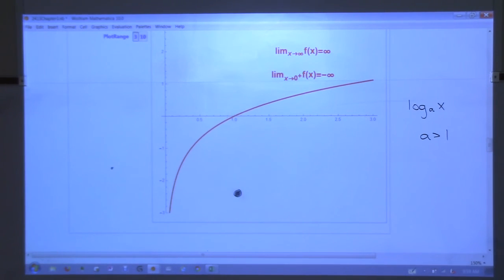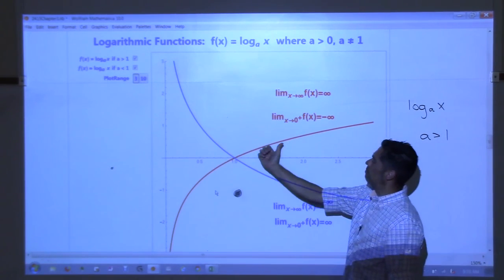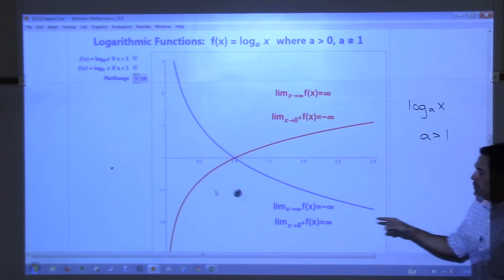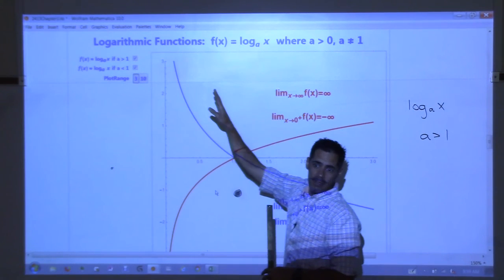Okay. Now, what happens if I switch it and I make this a less than 1? It goes like that, okay? So now, as you go to positive infinity, the function goes to negative infinity. As you approach 0 from the right, it goes to positive infinity.